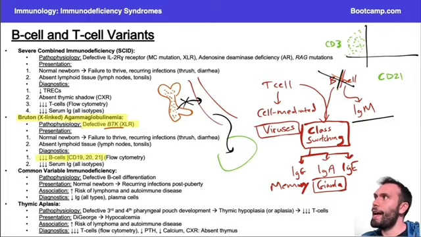And again, if you go back to the name, remember we said that SCID, combined, makes me think of B and T cells combined. But when I'm thinking of this name, I'm looking at agammaglobulinemia. It pretty much tells you what's going on.